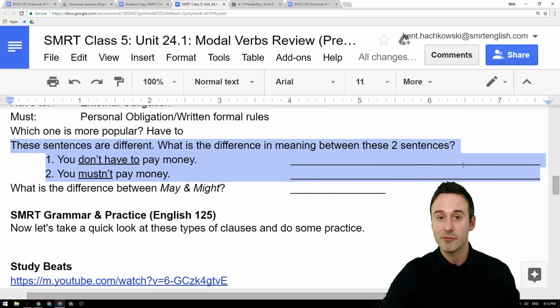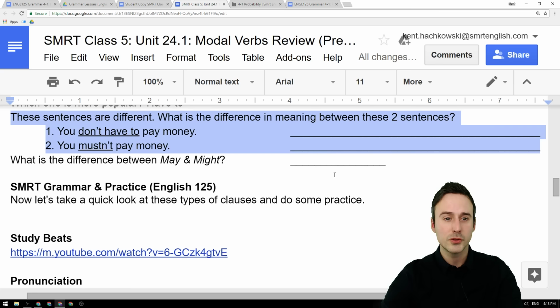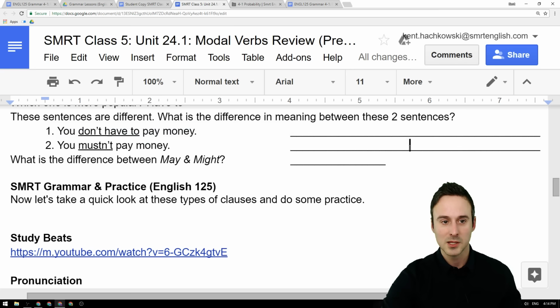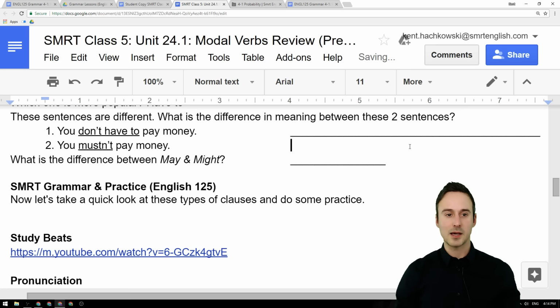All right, next one. Don't have to pay money, and you mustn't pay money. Now, those ones you can see there's definitely, in English, a difference here, right? So you don't have to pay money or you mustn't pay money. What's the difference in these two things? So let's start with that one. There will be consequences if you don't pay, Bismuth says. Could be, yeah, there definitely could be. But what would be the explanation? How would you explain that to someone who's learning English?